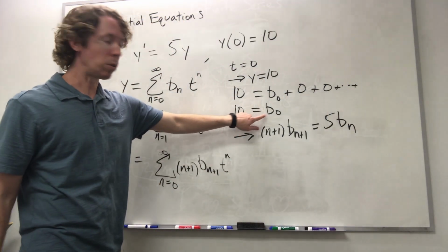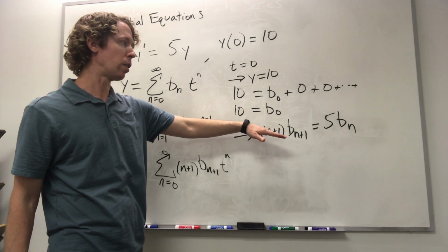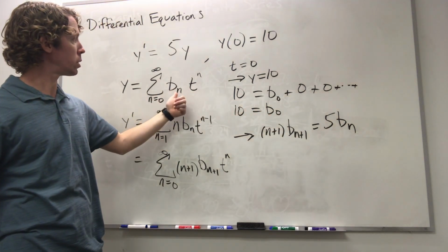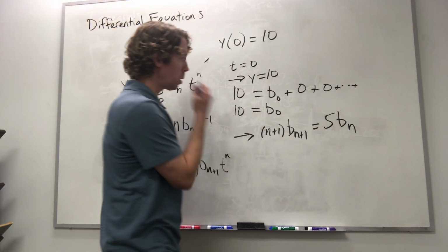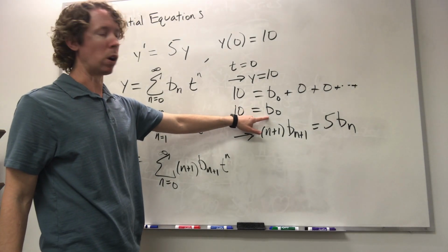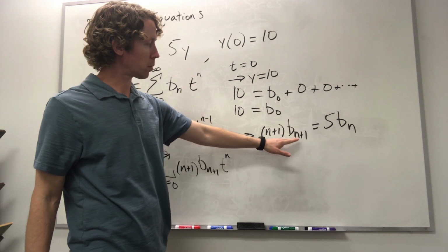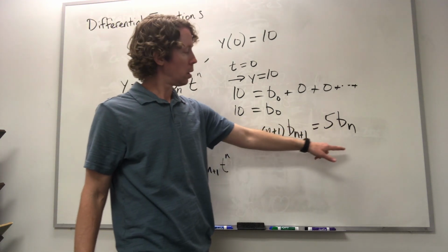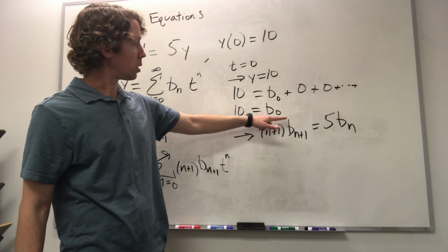So I know b0 is 10, and then this relationship is going to allow me to find a pattern for all of the other constants in the original power series for y. I'll solve for b_{n+1} here because the next constant I want to solve for is b1, and this equation relates a coefficient to the coefficient that came before it. So if I solve for b_{n+1}, I'll be able to get b1 in terms of b0.